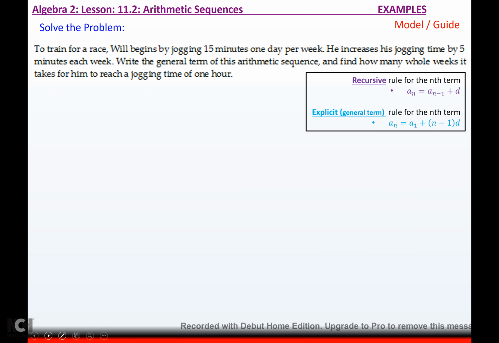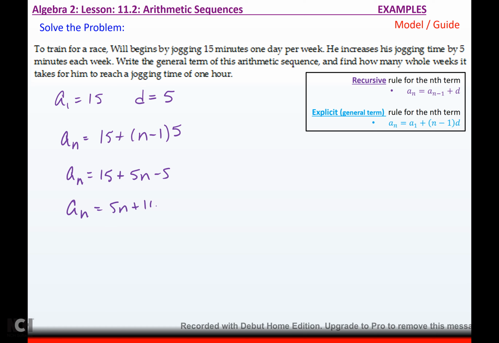Alright, so it says, to train for a race, Will begins by jogging 15 minutes one day per week. He increases his jogging time by 5 minutes each week. Write the general term of this arithmetic sequence and find how many whole weeks it takes him to reach a jogging time of 1 hour. Alright, a sub 1 is he's starting out at 15 minutes. The common difference is 5 minutes each week. Okay, so my a sub n would be my a sub 1 plus n minus 1 d's. So a sub n equals 15 plus 5n minus 5. So a sub n equals 5n plus 10.